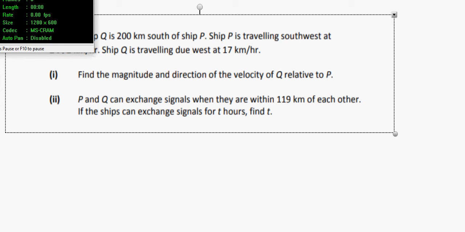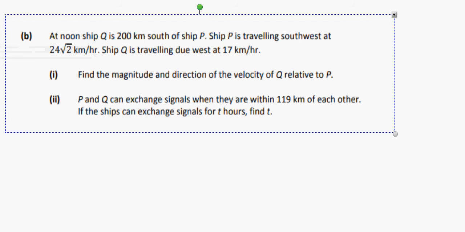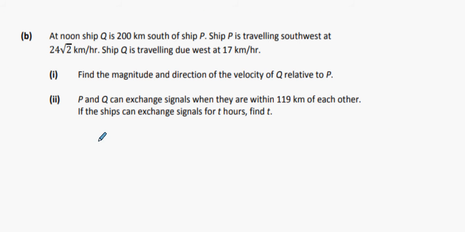Alright. At noon, ship Q is 200 metres south of ship P. That was a very standard part A, if I'm being honest. That's bread and butter usually. Ship Q is south of ship P. You're P, you're Q. And you are a distance of 200.